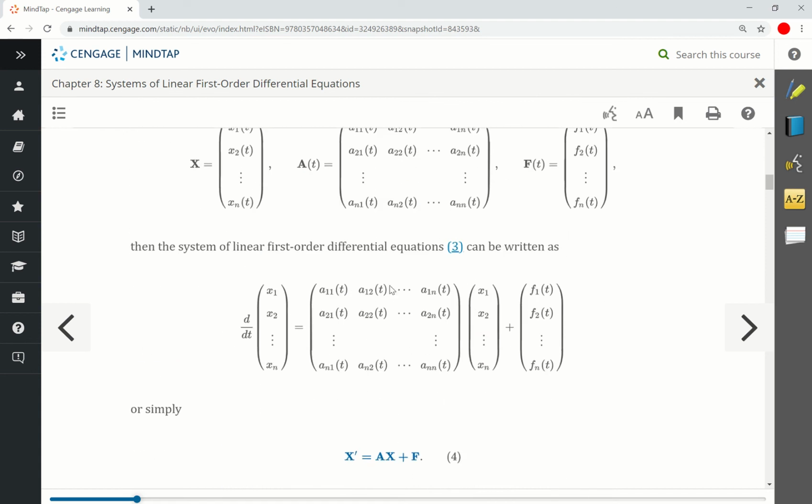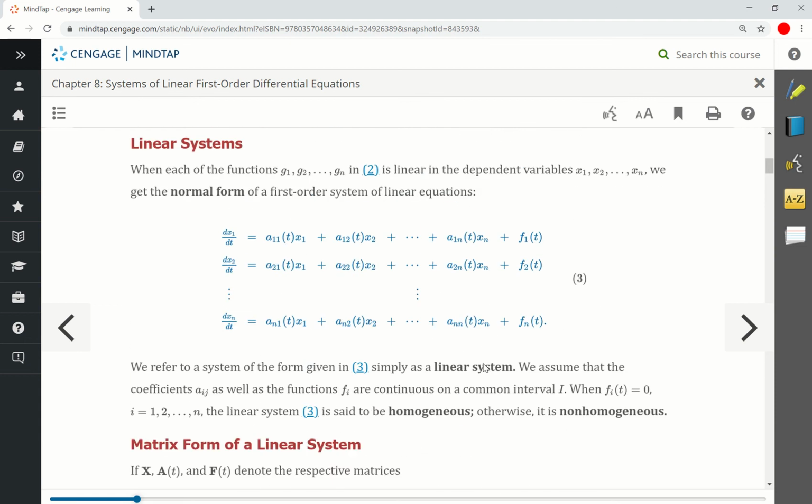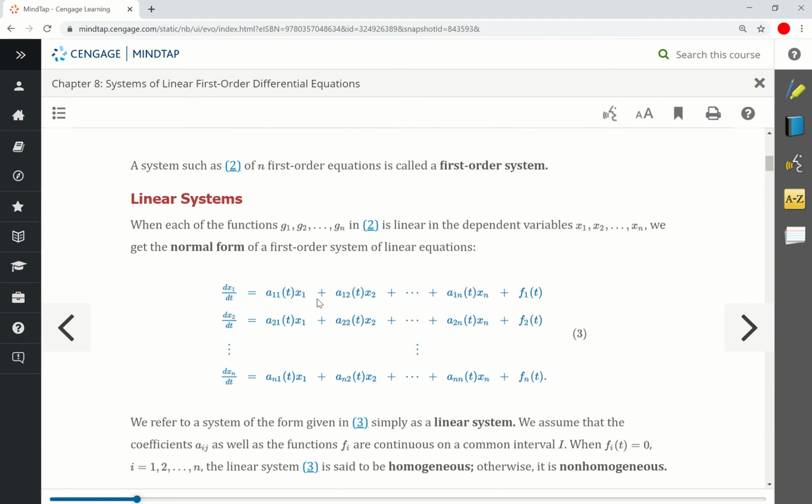We then have our coefficient matrix, this is the A matrix, times our variable matrix. And if you recall how matrix multiplication works, we would take each element in this column, multiply them correspondingly to each element here. So you'd have a1 1 of t times x1, then plus a1 2 of t times x2, plus dot dot dot, plus a1 n of t times xn. That would give us this part of the first derivative.